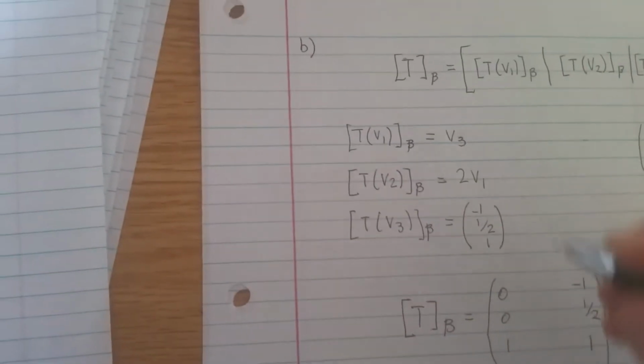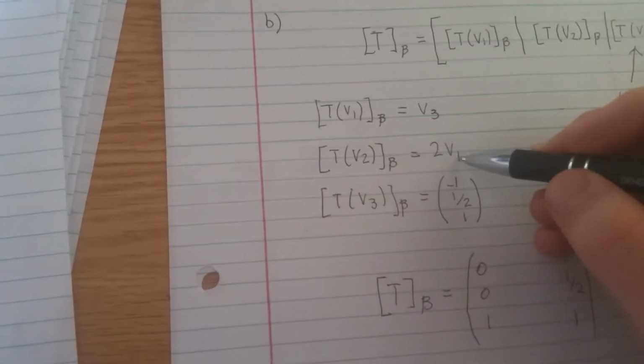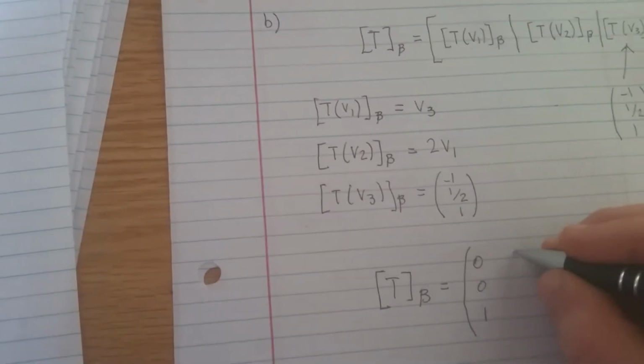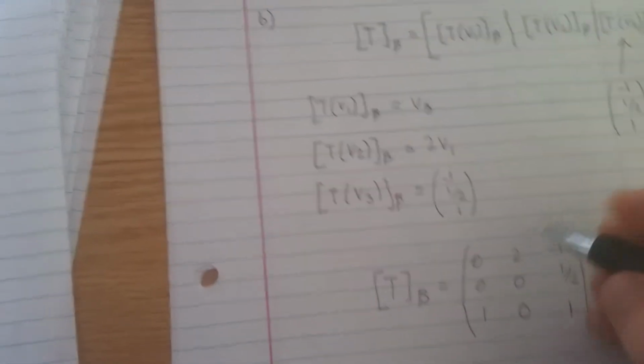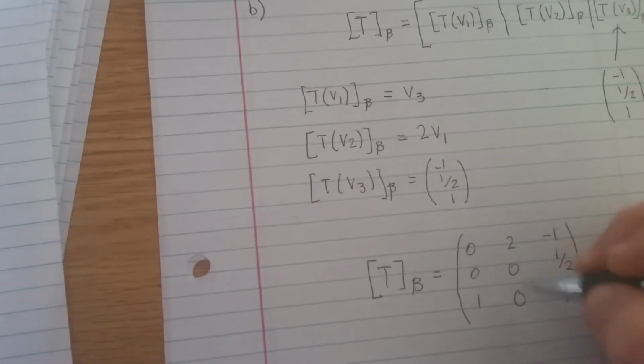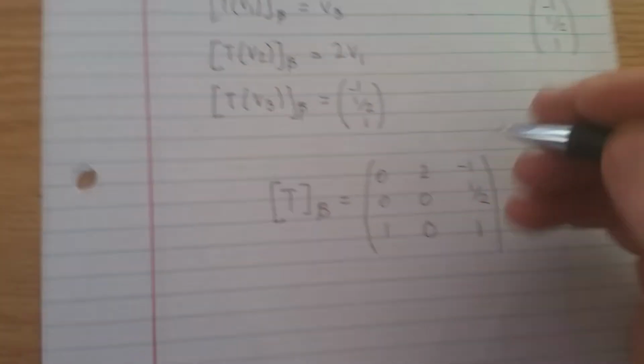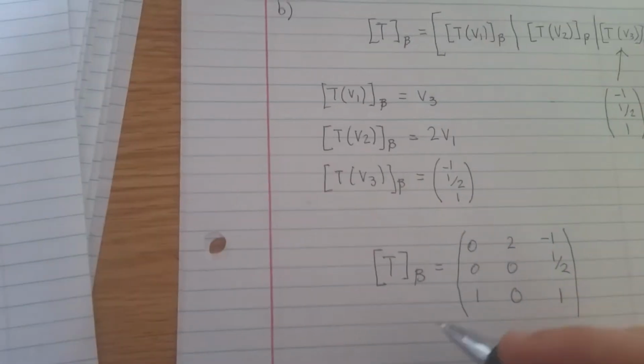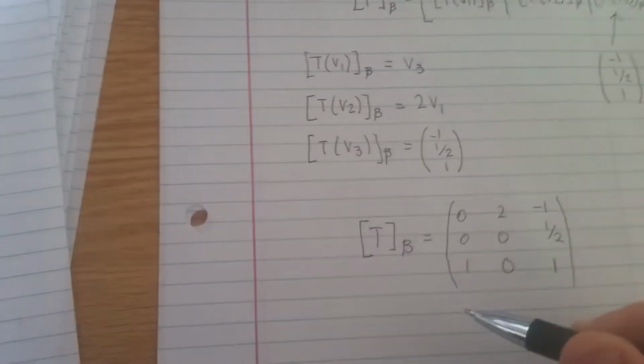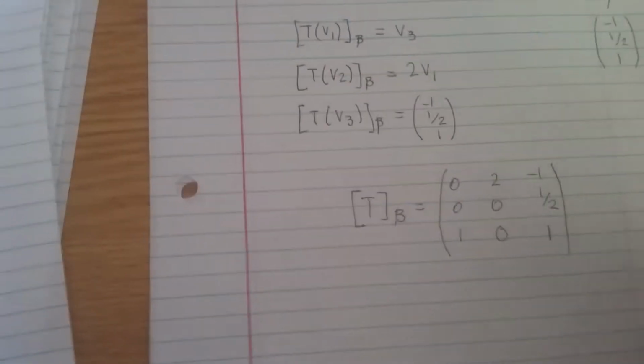Whereas for T of V1 equals 2 V1, we're going to want to write it like that, because V1 is right here, V2, V3. But it's a scalar of 2, so 2 right here. And that's just your whole entire matrix T relative to the basis. That's your answer for part B.